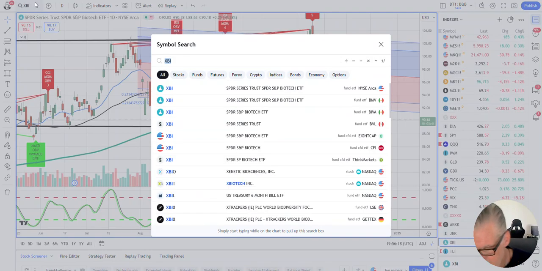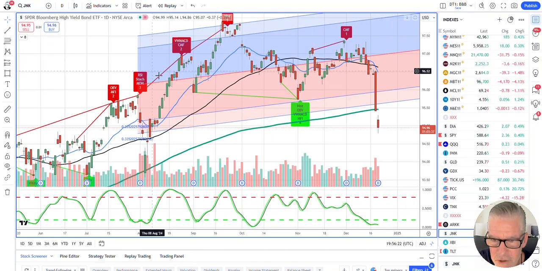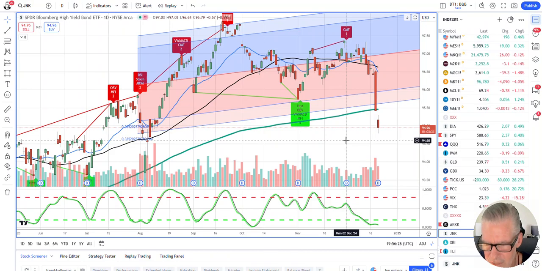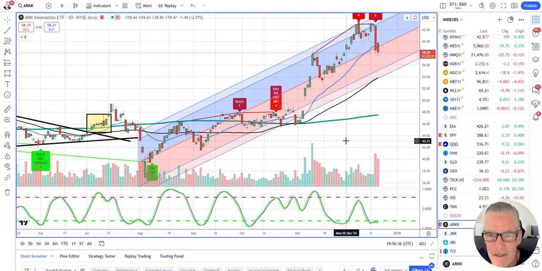So the other things we want to look at are junk bonds. Right? If there's an appetite for junk, for high risk bonds, then there's an appetite for a lot of other good, fun trading stocks. We're not seeing much of an appetite for junk, so we want to see that turn around. And then the last one I like to look at is ARK Invest.